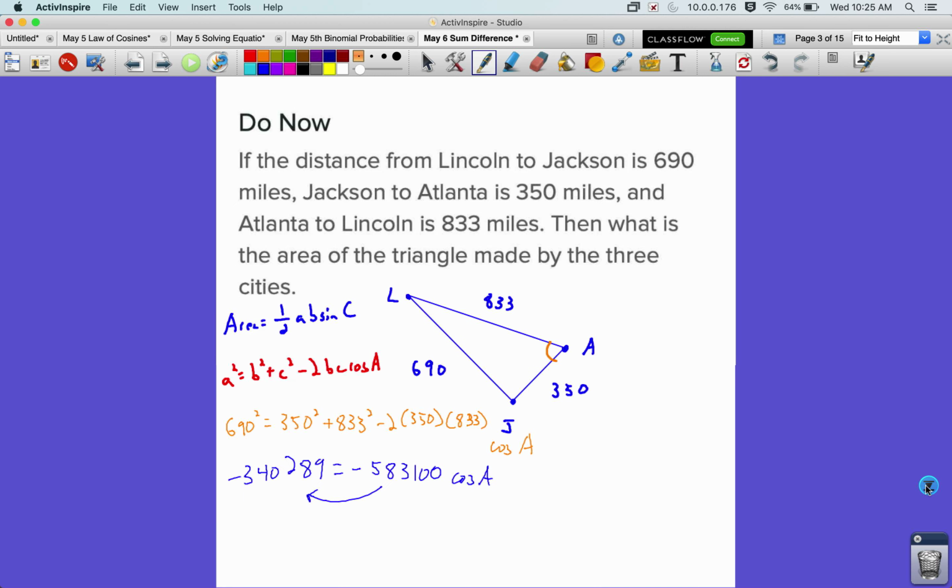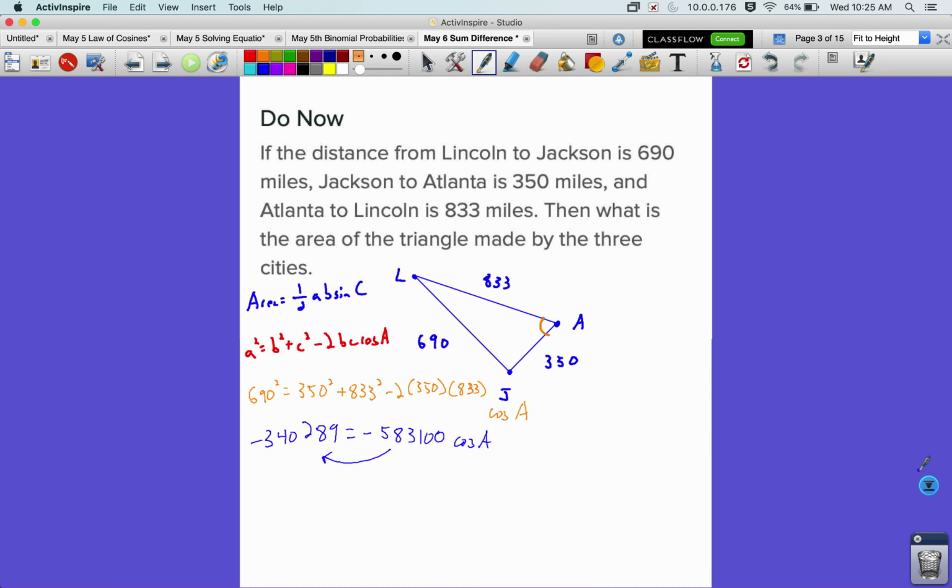Divide that over there. I'm not going to write out the whole thing. It's a big number. So negative 340,289 divided by second answer. I get this decimal, 0.58 equals cosine A. And we take the inverse cosine of that number that is in your calculator still, hopefully, and you get 54 degrees. So angle A equals 54.29 degrees. Now, technically, the inverse cosine of 0.58 would also be 360 minus that number, because you get an answer in the first and fourth quadrants.